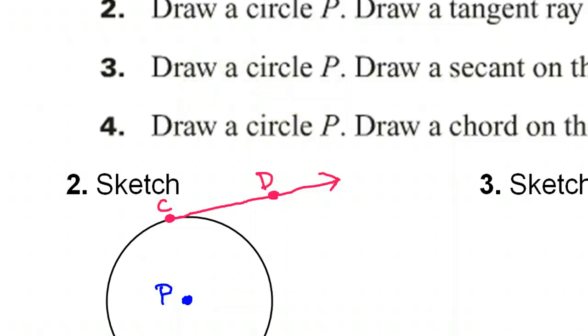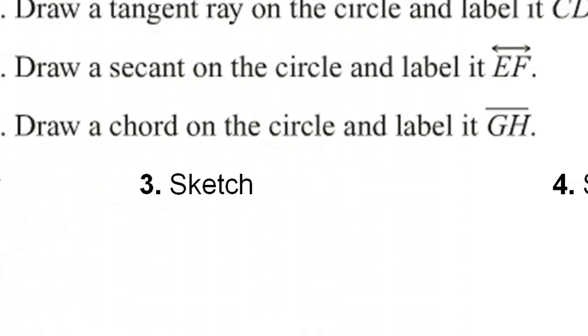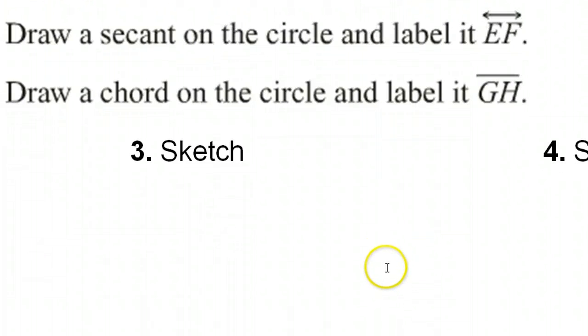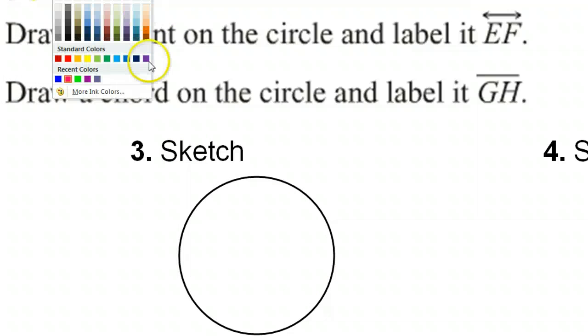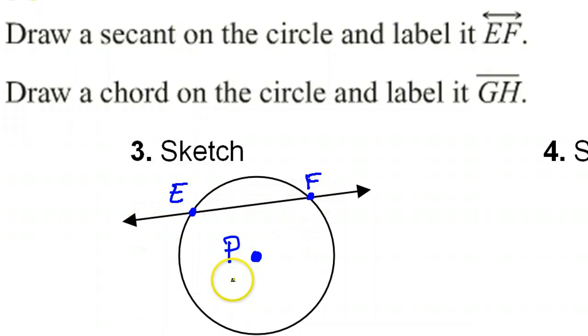Now, read with me number 3 as I slide along. Draw a circle P, draw a secant on the circle, and label it line EF. So circle P with a secant EF. Here is another circle P. It's circle P as soon as I make the center be P. And here comes a secant. A line cutting through like that is a secant, and it's supposed to be secant EF. Since I've already got 2 points happening here, I might as well use these. If I call this E and F, then there I've got secant EF.